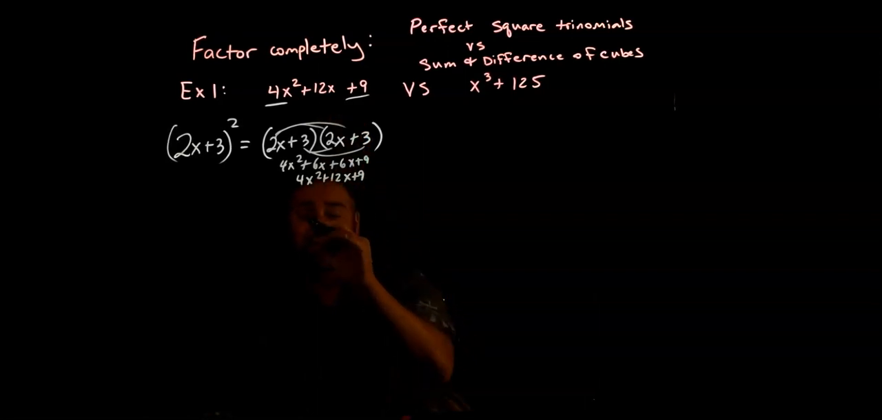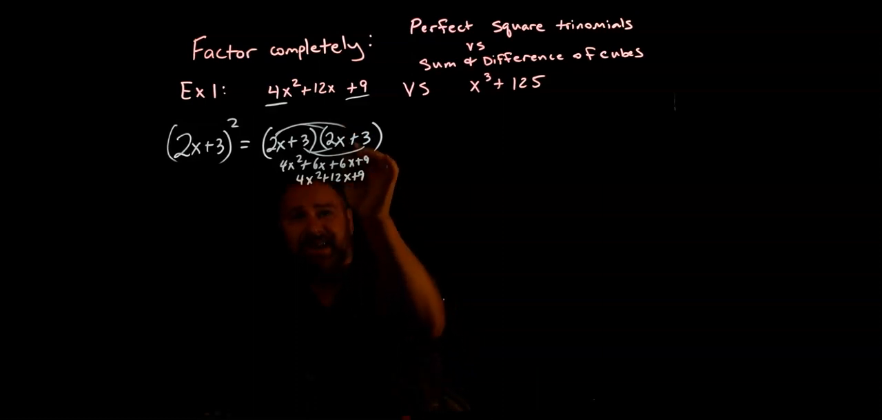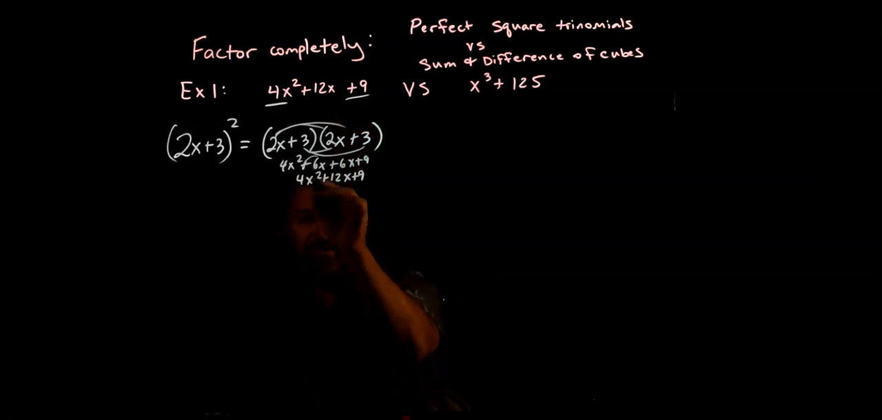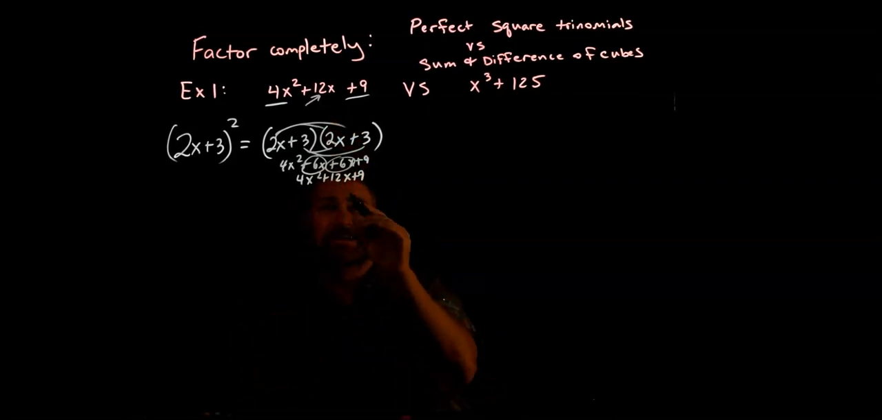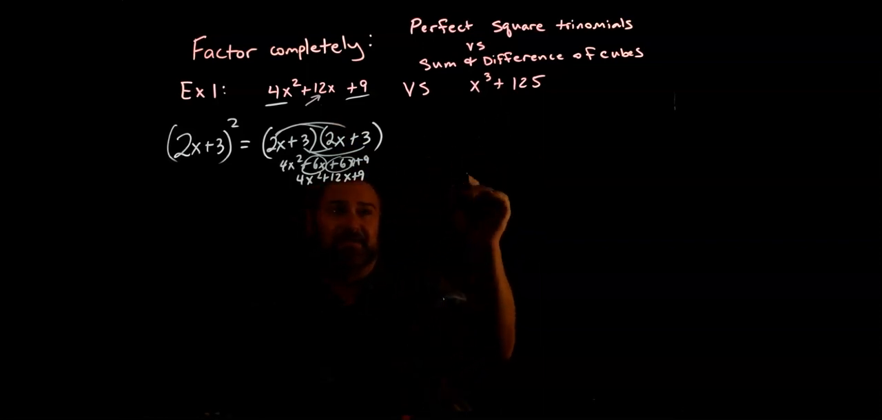And that's what we started with, so that lets us know that we still got the 12 because the outer and the inner of FOIL, those are the ones that blend together and make the middle term of the trinomial. Now here's where we get into trouble.